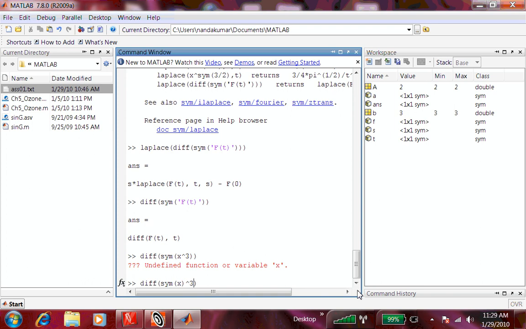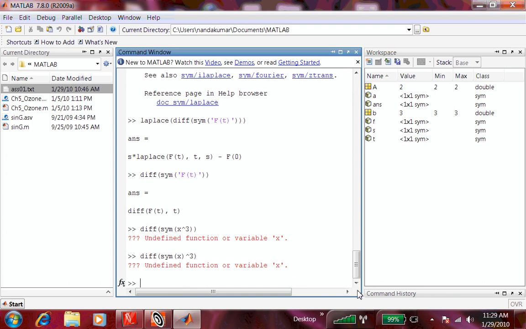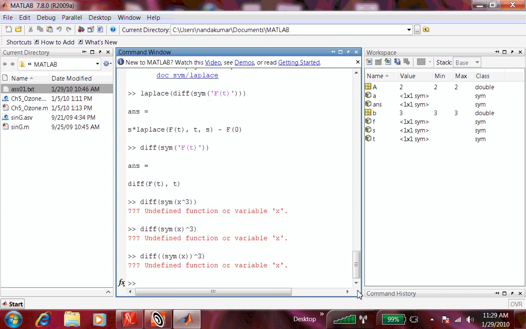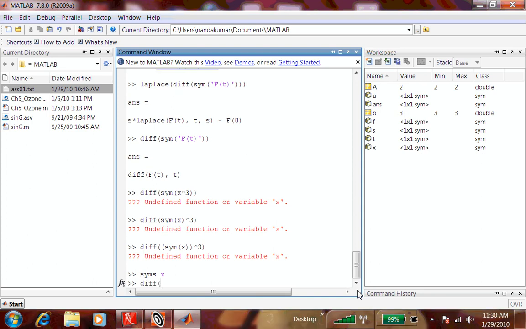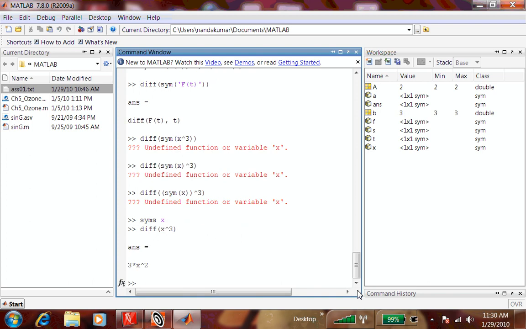Here, x was undefined. It was not even defined as a symbol. So it's trying to evaluate x cubed and failing. Here what I'm saying is take x, make it into a symbol, and then raise it to the power 3, and then pass it to the derivative. Let's see what it does. Still it says the same thing. Where should I put it? Let me just try the shortcut, syms x. If I take diff of x cubed, I get 3x squared. So if I specify an explicit function, then it actually takes a derivative.